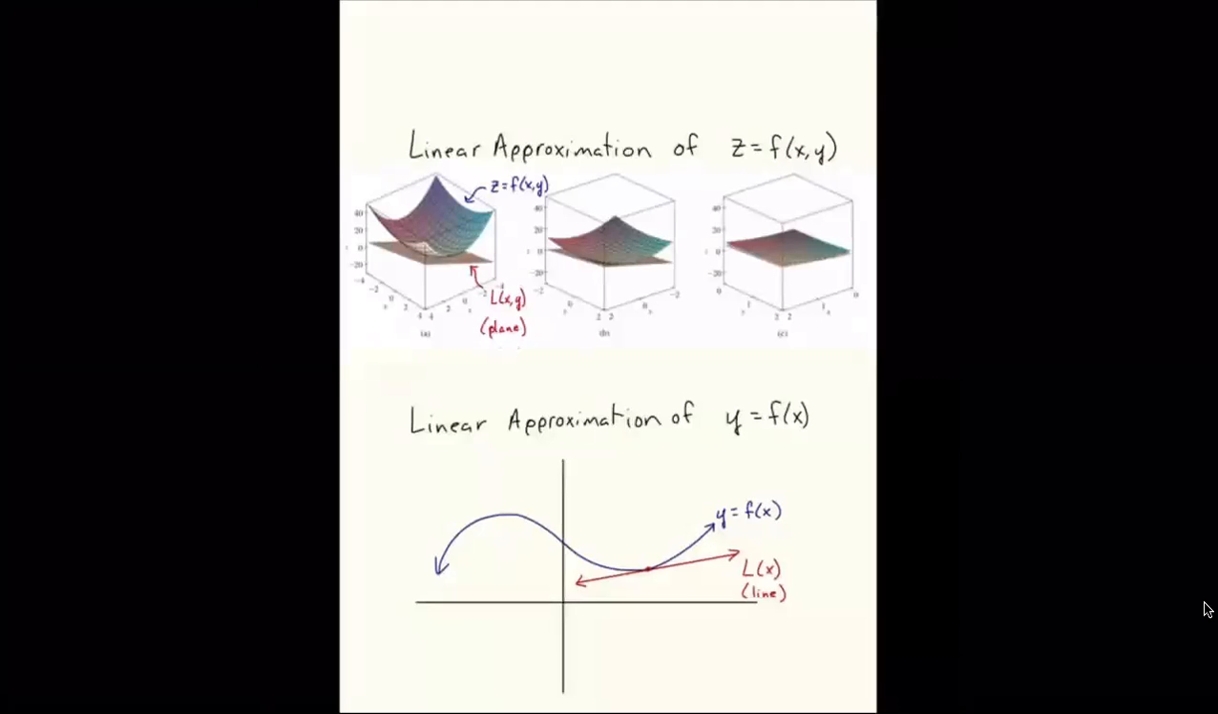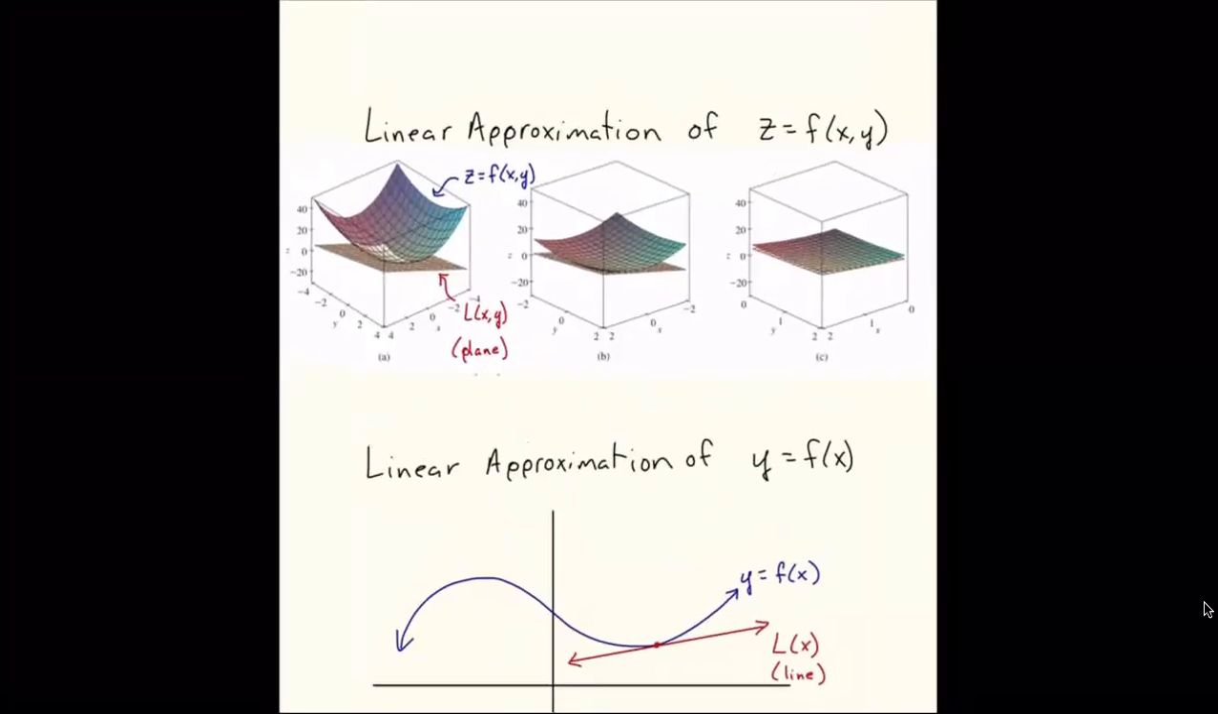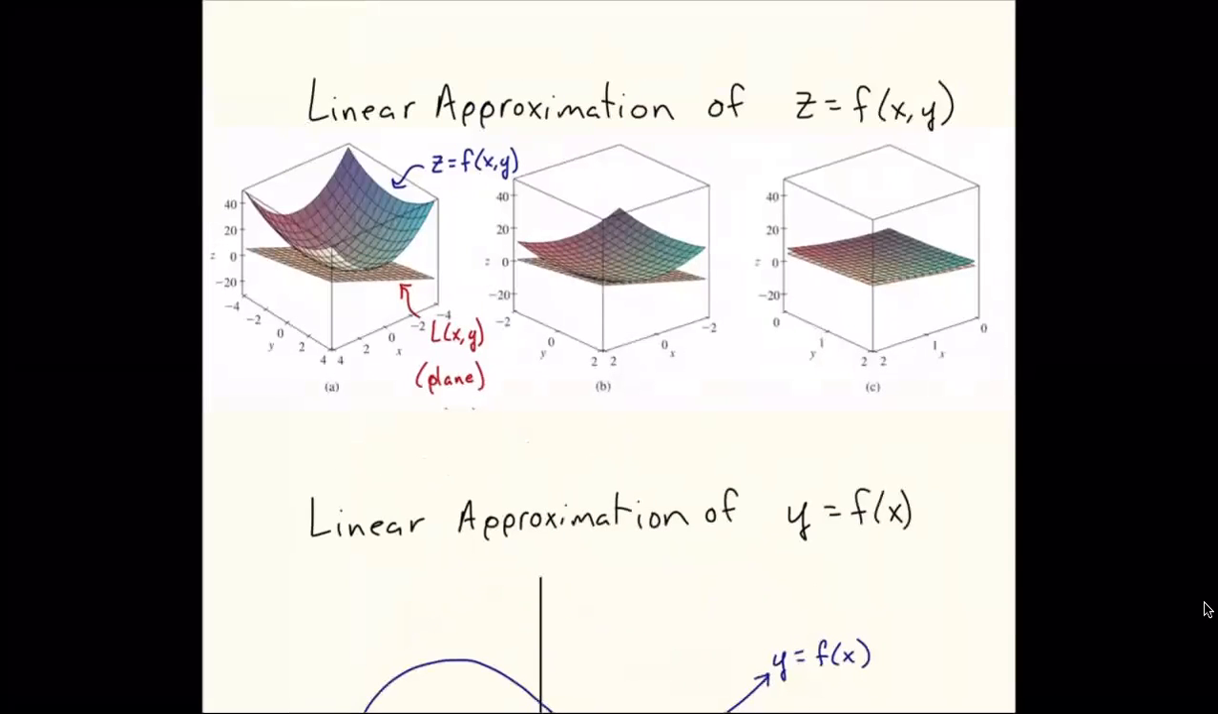Okay, so for a better picture of this, I've selected this from the textbook, or one edition of the textbook. I believe something very similar is in our edition as well. So a linear approximation of z equals f of x, y. So again, remember we mentioned that this function here, f of x, y, is a surface. Its graph is a surface.